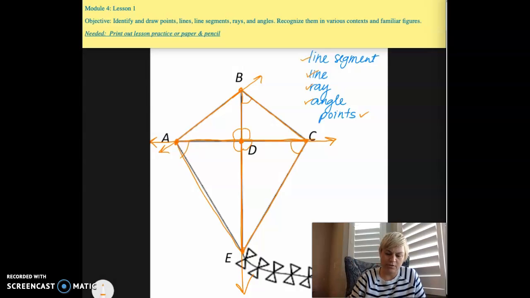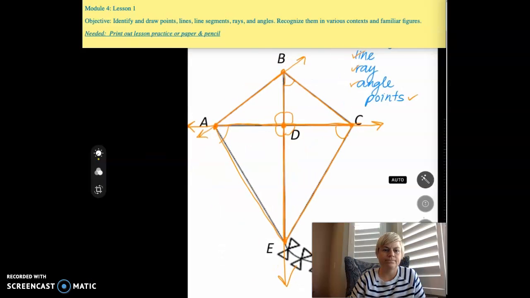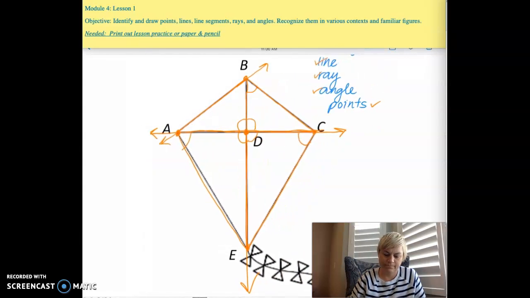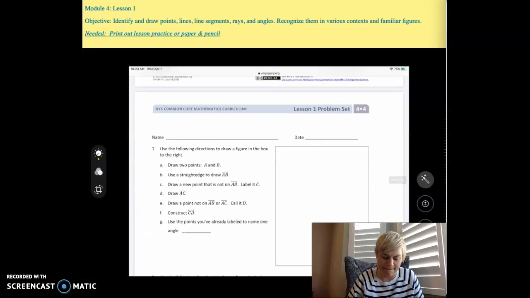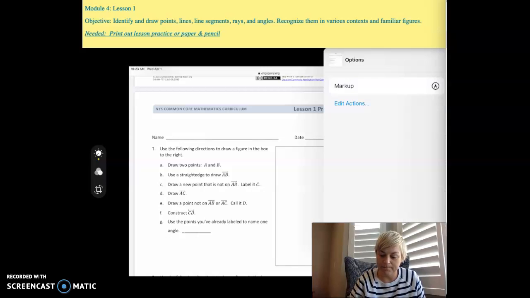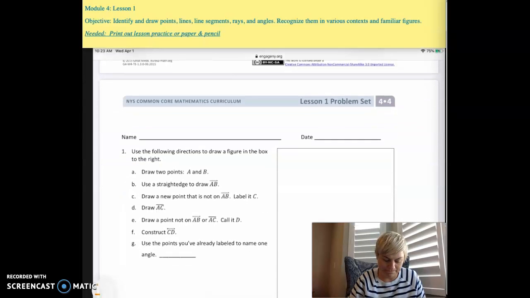All right, let's move on to the lesson practice. All right, our problem set. Use the following directions to draw a figure in the box to the right. Draw 2 points, A and B. Oh, that's no problem, we can do that. A point means it's going to start with a dot and it's going to end with a dot, right?